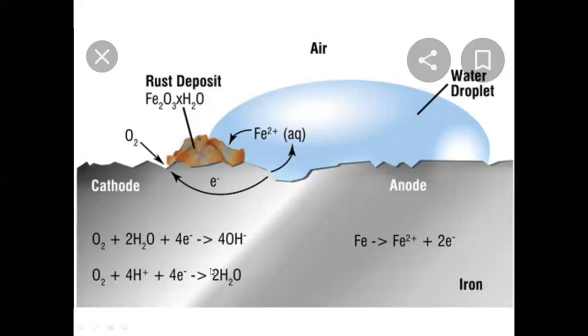So 2 iron will give 4 electrons. One iron gives 2 electrons and two iron give 4 electrons. Oxygen reacts with water and, by gaining electrons, converts into 4 hydroxyl ions. You can see oxygen with hydrogen and with 4 electrons gives water. Now you can see that the iron after losing electrons is oxidized, and oxygen after gaining electrons is reduced.